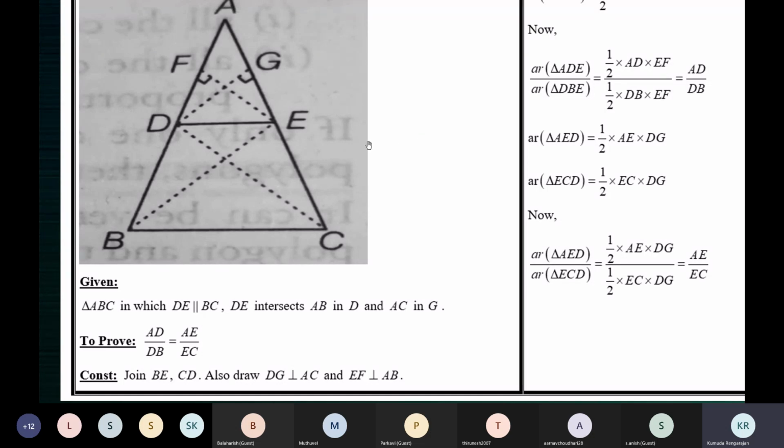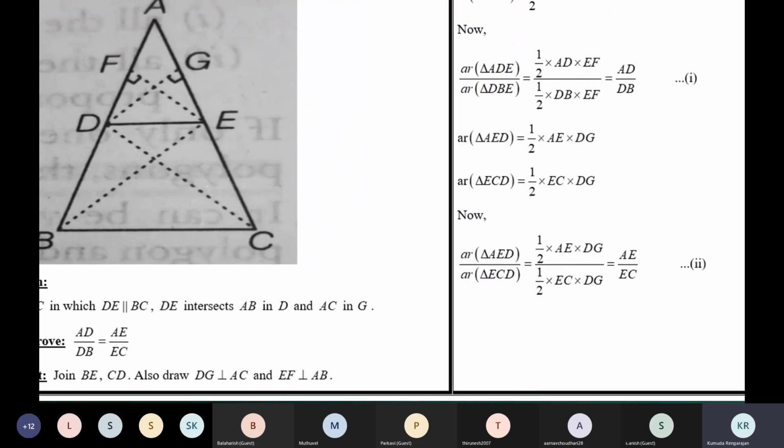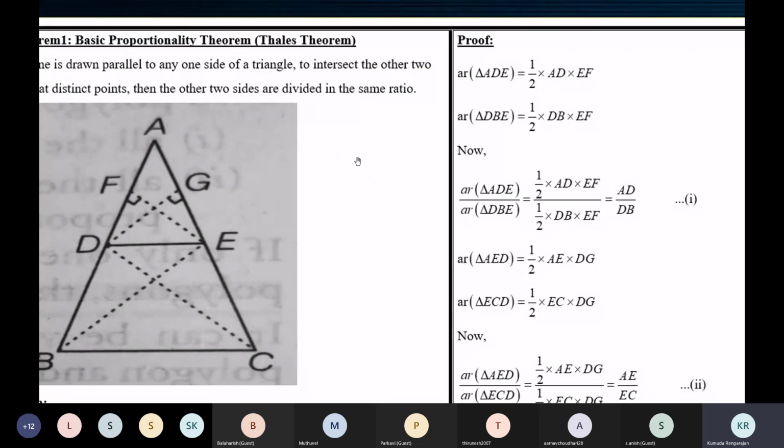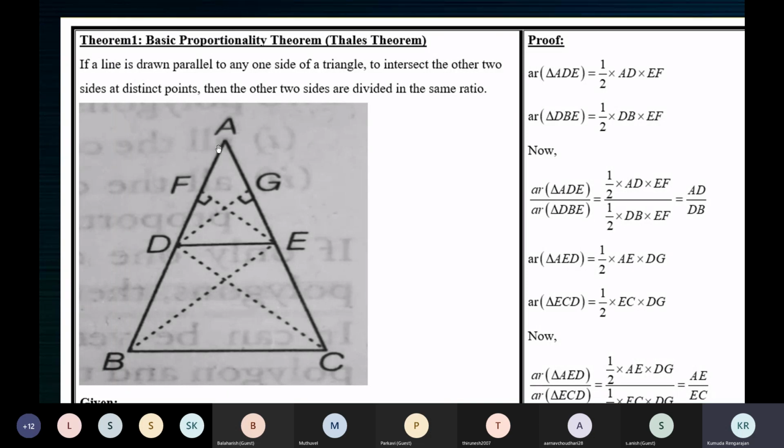Now, these are the 4 triangles. We are going to find the areas of these 4 triangles using the formula half base into height. So let's begin the proof. The first triangle: what is the area of triangle ADE? Half base into height. You have the altitude on AD, so take AD as the base. EF is perpendicular to the full side AB, so EF is also perpendicular to AD.